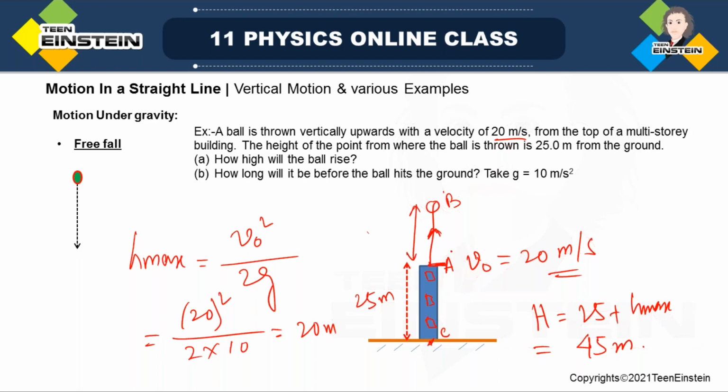Okay, so we have got how high the ball can rise. That is actually 45 meters from the ground, or 20 meters from the multi-storey building. All right, so this is about this problem. Another point is: how long will it be before the ball hits the ground? That means how long it will be in the air before it hits the ground.